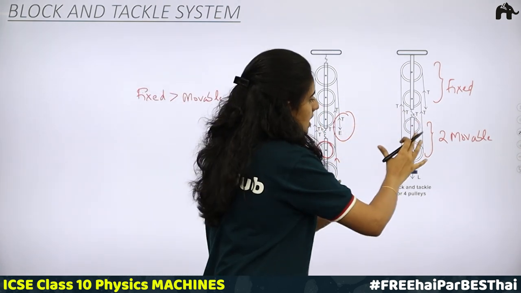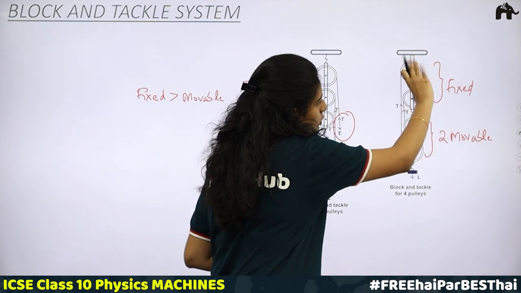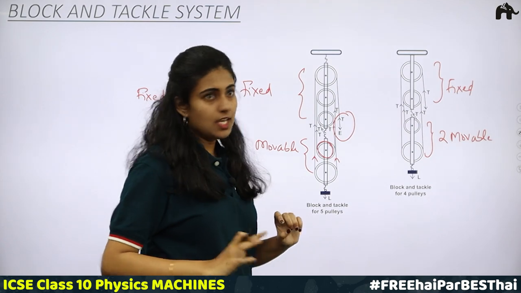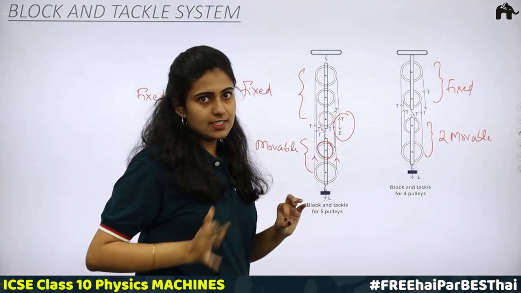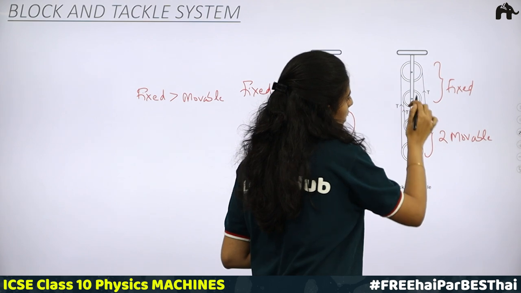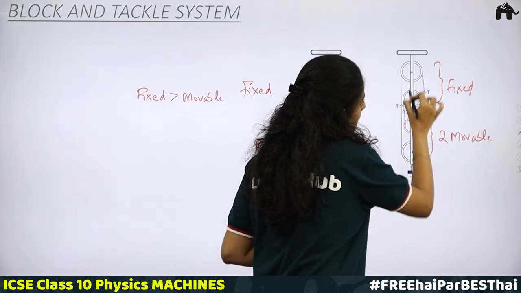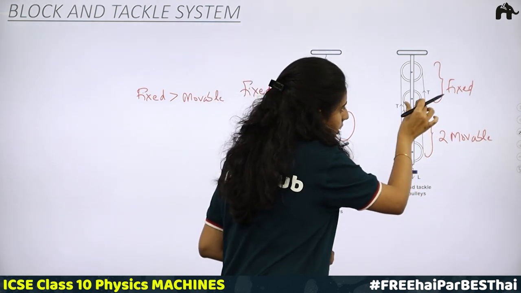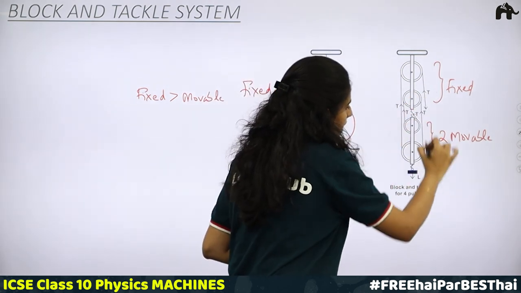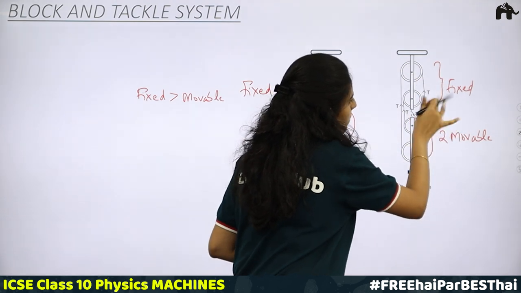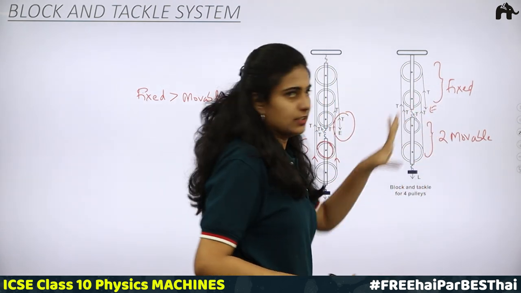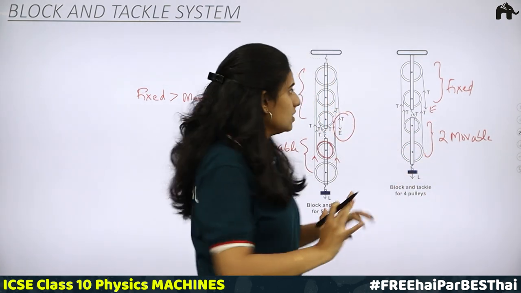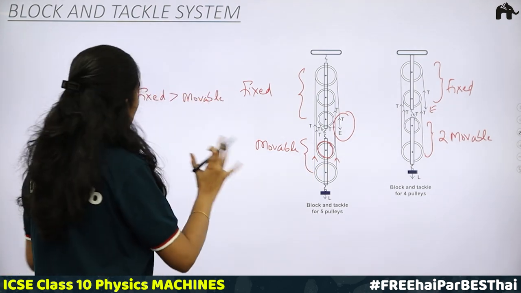Now, what about this case? We are using 2 movable pulleys and 2 fixed pulleys. This part is your upper block and this is your lower block. This is how you have the block and tackle system. Here the rope is connected to the axle of the upper pulley. The other end is the same, where you will be applying the force, the effort. The load is connected to the lowermost pulley. So this is the setup of a block and tackle system.